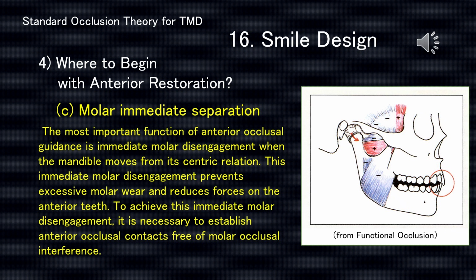C. Molar immediate separation. The most important function of anterior occlusal guidance is immediate molar disengagement when the mandible moves from its centric relation. This immediate molar disengagement prevents excessive molar wear and reduces forces on the anterior teeth. To achieve this immediate molar disengagement, it is necessary to establish anterior occlusal contacts free of molar occlusal interference.